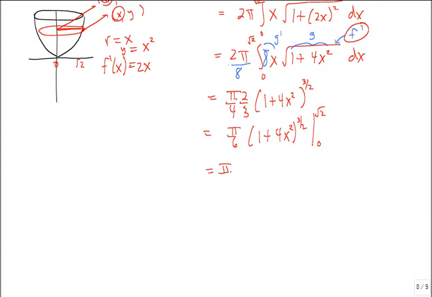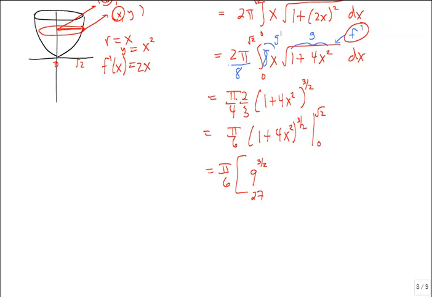So we get pi over 6 out front. When I plug in root 2 and I square it, it becomes a 2. 2 times 4 is 8. 8 plus 1 is 9. So this is 9 to the 3/2, which actually reduces because the square root of 9 is 3 and 3 cubed is 27.